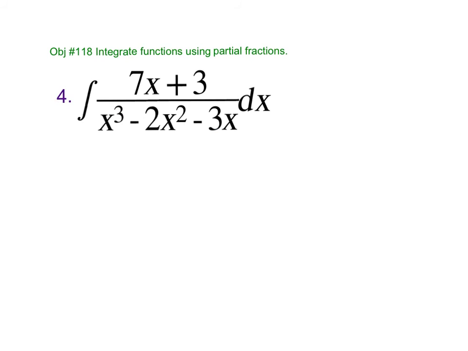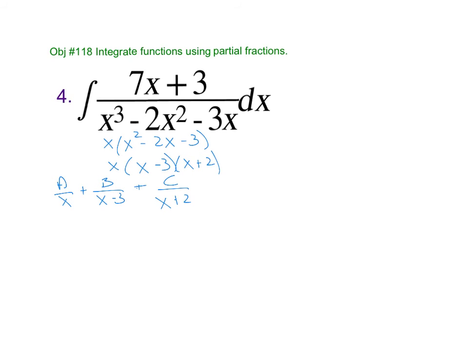All right, pause the video. Try this one on your own. Very last problem. I'm actually going to move this. Can I move it? No, it's fine. All right, so this is x times x squared minus 2x minus 3. This one's not even hard. There's no doubles or anything. It's just 3. So a over x plus b over x minus 3 plus c over x plus 2.